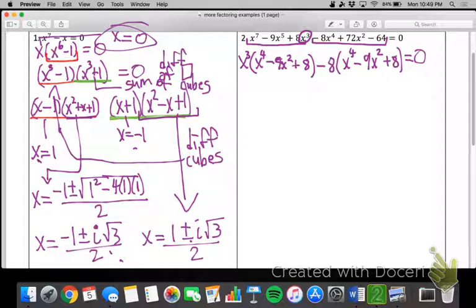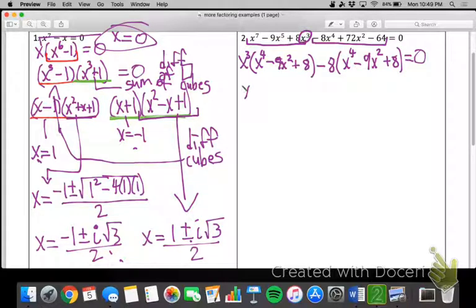And like magic, or like your math teacher wrote this problem intentionally to work, we get matching groups. So this part is the same as that part, right? So that means that it does factor nicely by grouping. Now, if we didn't get the same thing there, we would be SOL and have to try something else.